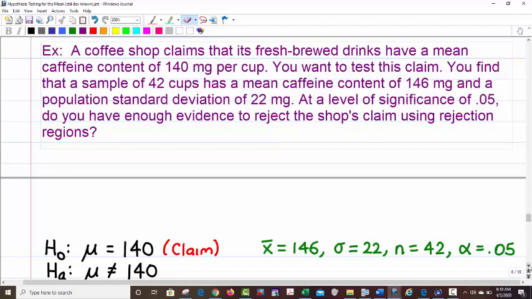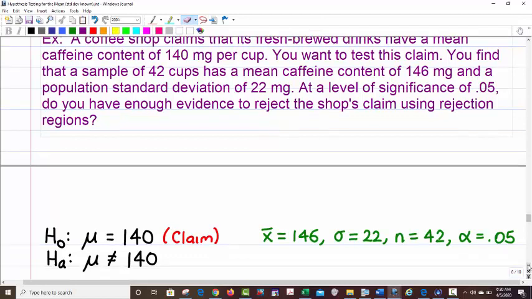A coffee shop claims a mean caffeine content of 140 milligrams per cup. Of means equal, so this is definitely going to be an equal, not equal hypothesis statement. Two-tailed. You want to test this claim. So here's all the important information. We have 42 cups, that's your n. The mean caffeine content for those 42 cups was 146. Population standard deviation of 22. And alpha equals 0.05.